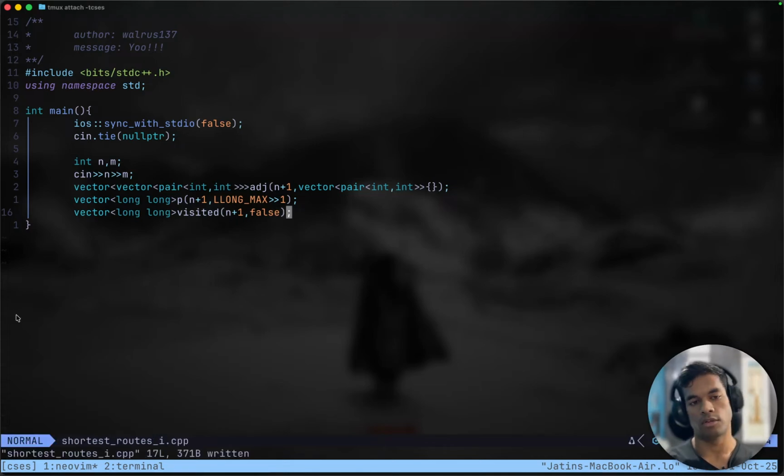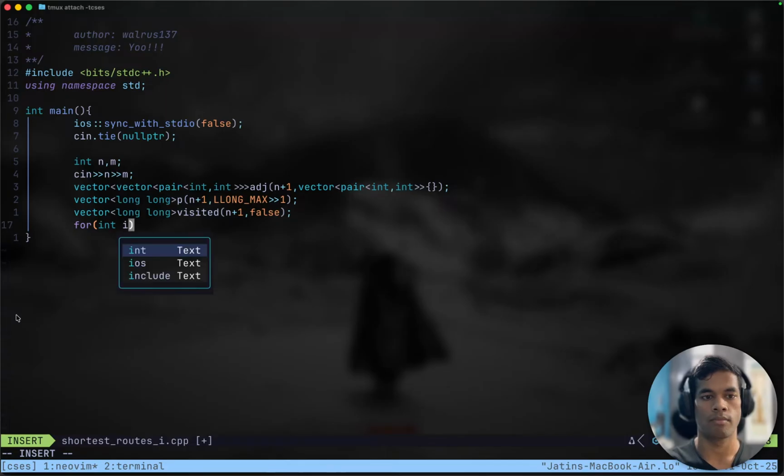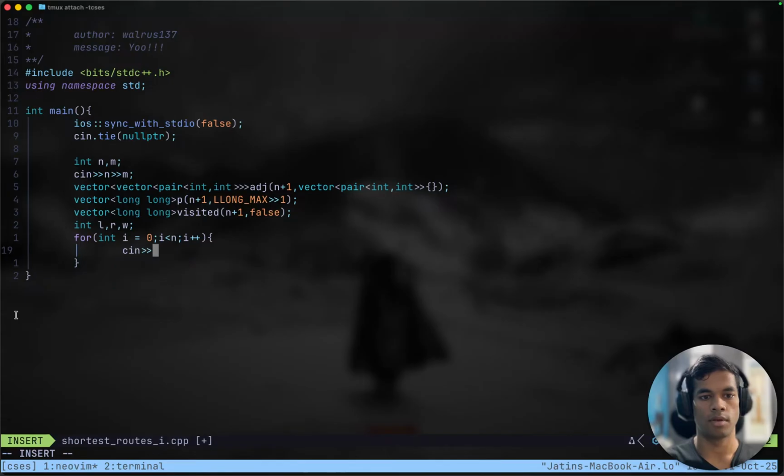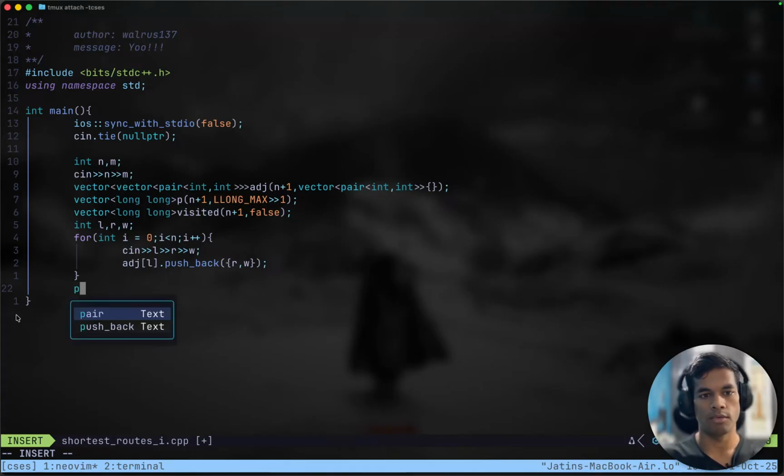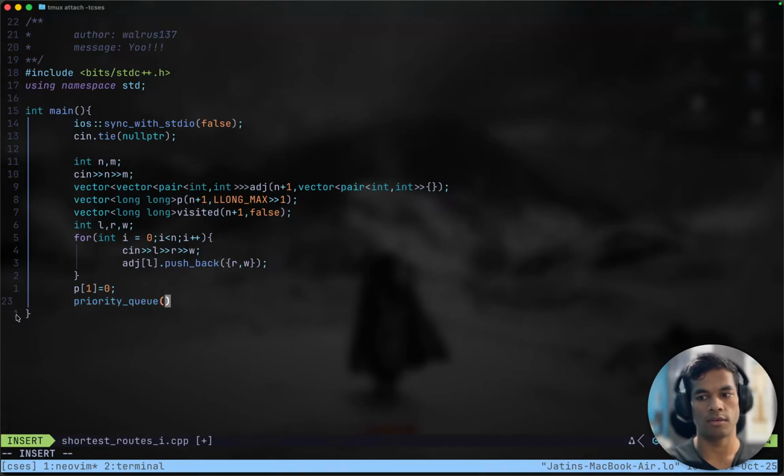We could use a bitset. This is also fine, and this is going to work. Then in a loop, we read L, R, and W with cin, and here ADJ L: we have an edge going from L, push back R with the weight W. Sorry, we have an edge, not a node, which does this, and then we will need a priority queue, and we will also say the path to get to 1 is 0, and we will push this into our priority queue. Priority queue, which is storing pairs of long integers. We'll call it queue.